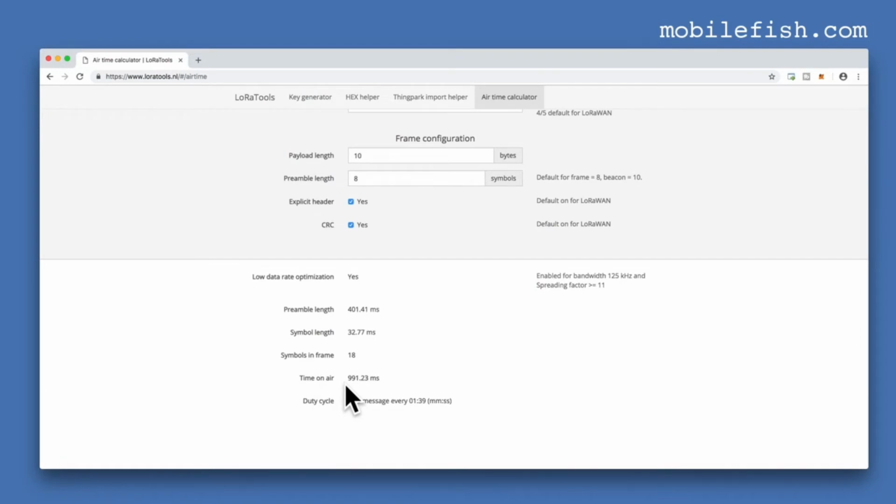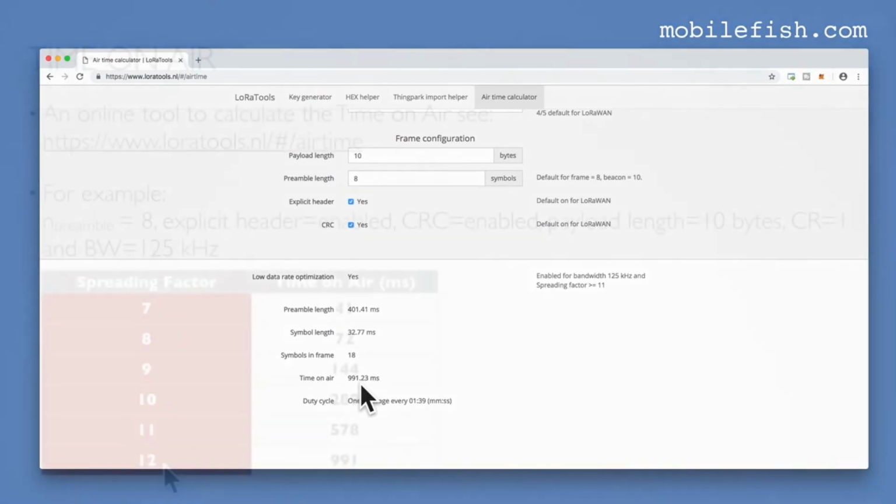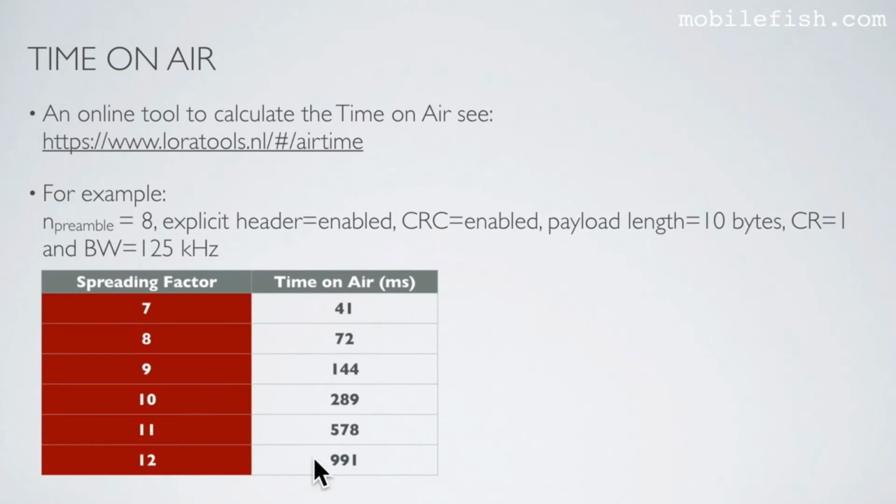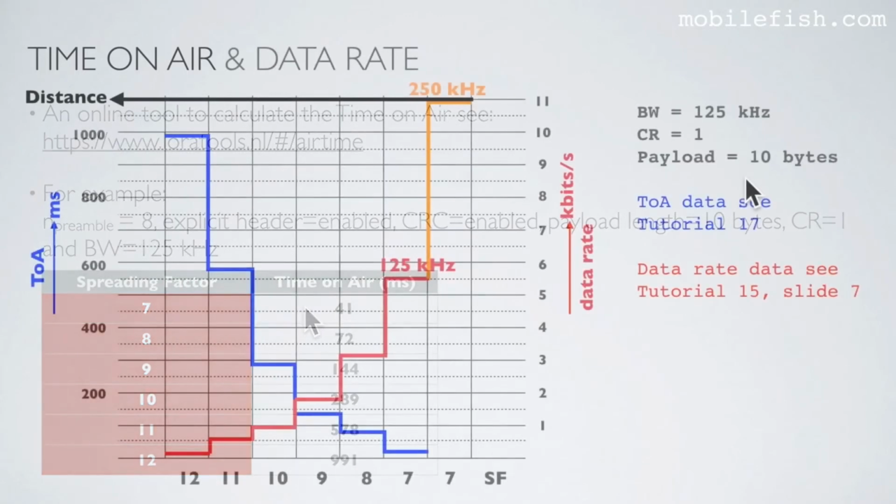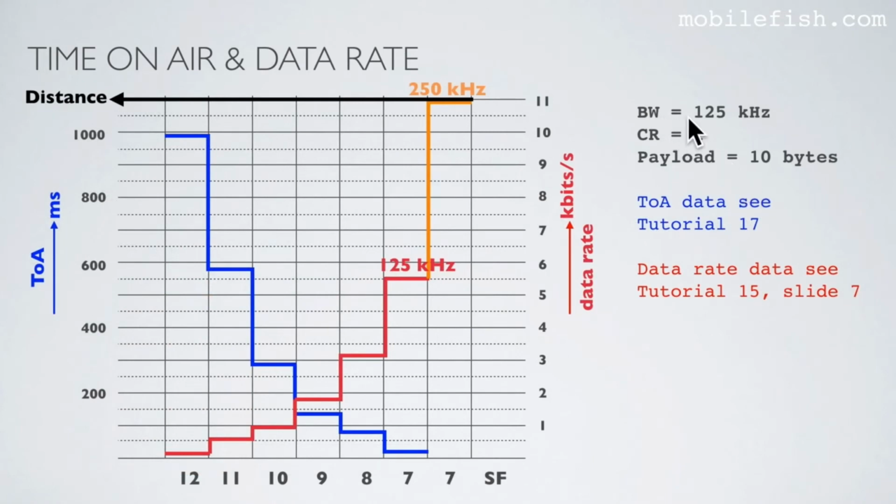As you can see, the time on air is 991 milliseconds. For spreading factor 12, the time on air was 991 milliseconds. And here are the other time on airs for different spreading factors. This graph is based on bandwidth 125 kHz, coding rate 1, and the payload is 10 bytes. The blue line represents the time on air for different spreading factors, and here are the time on air values in milliseconds. The red line is the data rate for different spreading factors. The data rate data can be found in tutorial 15, slide 7.